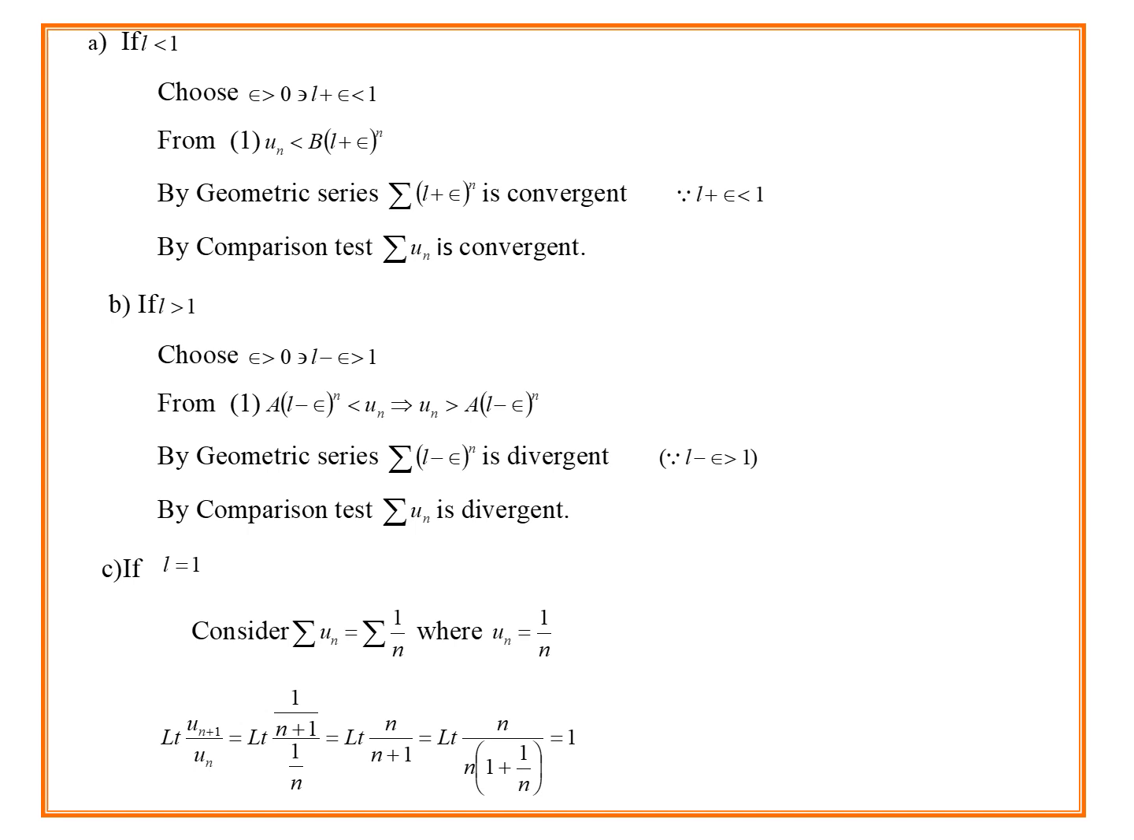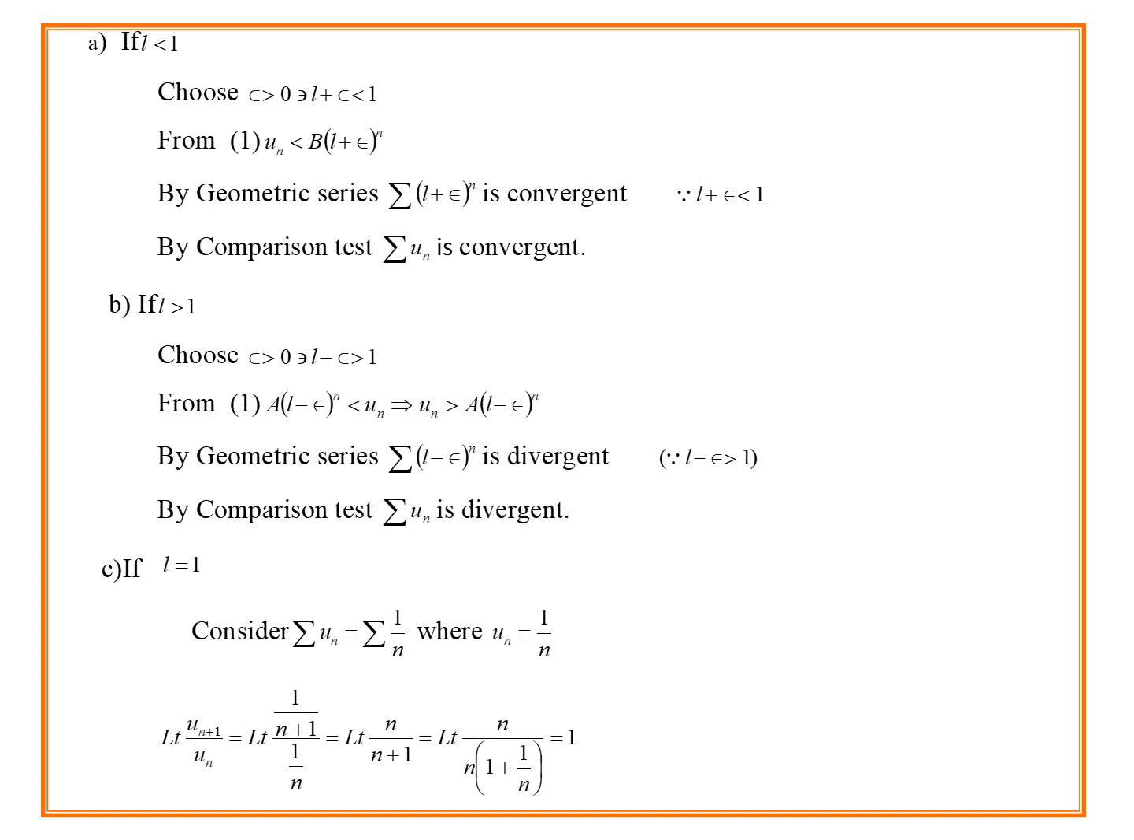Now case 2. If L is greater than 1, choose epsilon greater than 0 such that L minus epsilon is greater than 1. From equation 1, we can take a into L minus epsilon whole power of n is less than un. It can be written as un greater than a into L minus epsilon whole power of n.